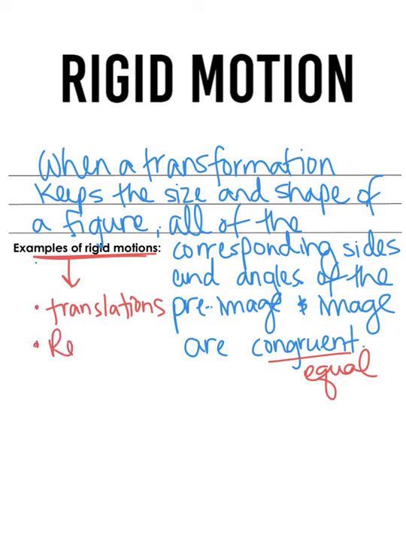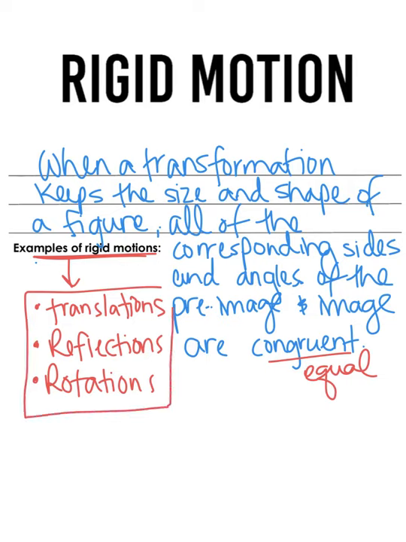Reflections. And rotations. And this is going to be important for you to remember these 3 types of rigid motions moving forward. So it is beneficial for you to pause the video and write down those 3 types.